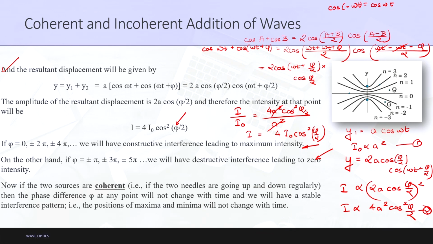What do positions of maxima and minima explain here? It is nothing but the displacement being observed or the intensity being observed. So this is nothing but the explanation of coherent waves.